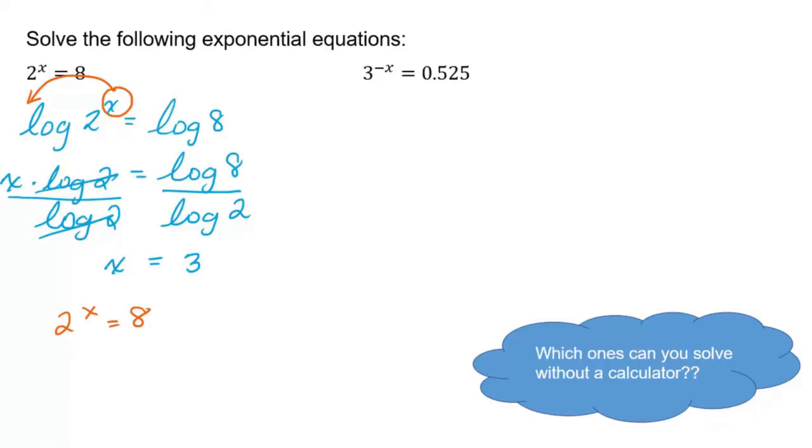So I can write this as x is equal to the logarithm of 8 to the base 2. Now I can't calculate the logarithm of 8 to the base 2 using my calculator, so I'll have to change the base. I'll change it to the logarithm of base 10. So I get x is equal to the logarithm of 8 to the base 10 divided by the logarithm of 2 to the base 10. That's simply using the change of base equation.